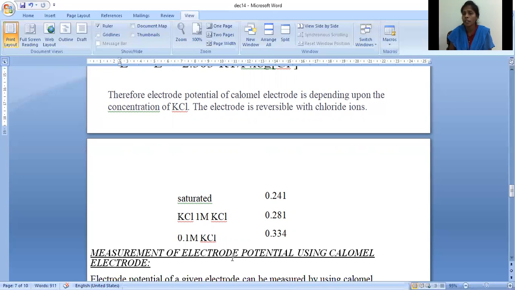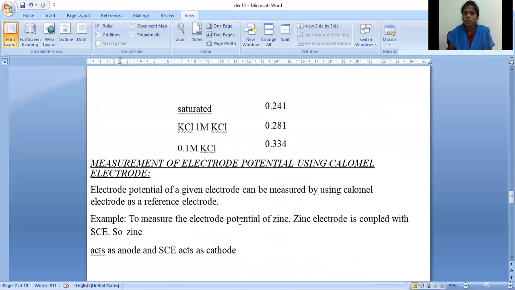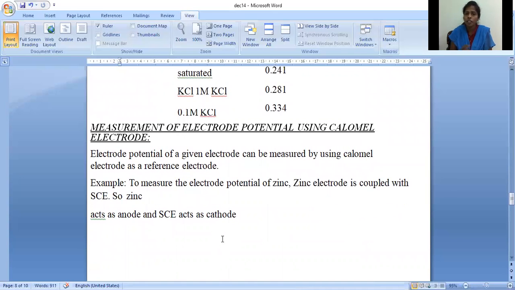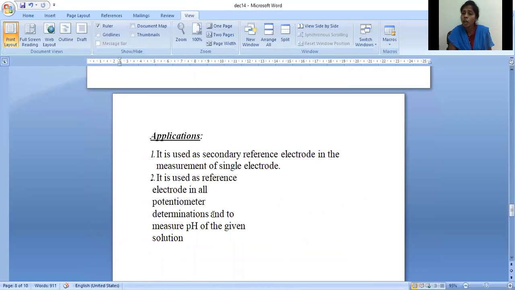That covers the diagram and the working condition. Now let us see the applications of the saturated calomel electrode. It is used as a secondary reference electrode in the measurement of a single electrode. That means we can find the unknown electrode potential value. Yes, the saturated calomel electrode acts as a secondary reference electrode to find the unknown electrode potential.